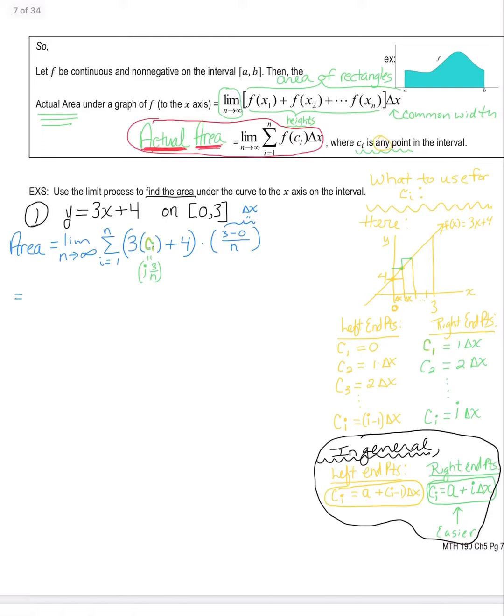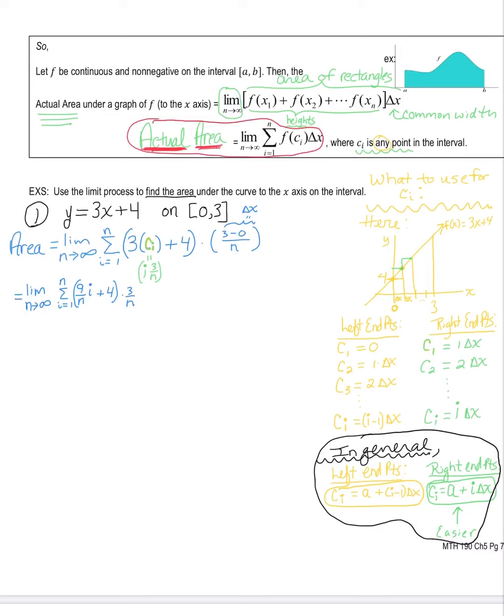So let's continue back to the original problem here, the limit as n goes to infinity. And now we have our sum as i goes from 1 to n. And now we have in this first term 3 times i times 3 over n. So we could call that 9 over n times i, plus 4. And so that times our delta x, which is the 3 over n.